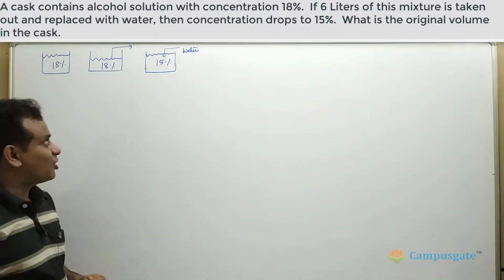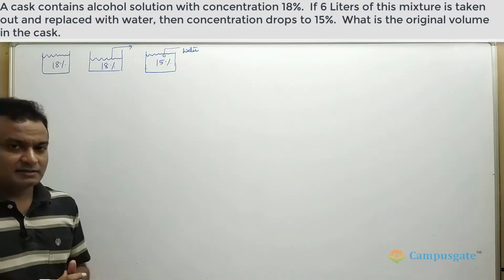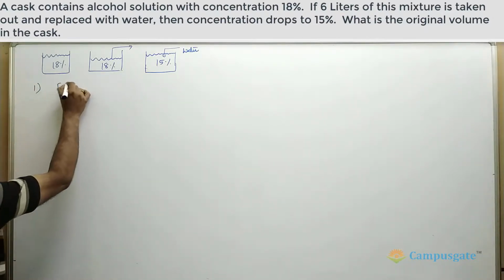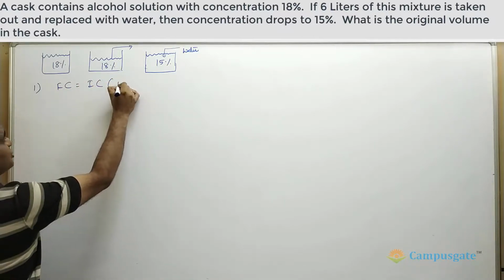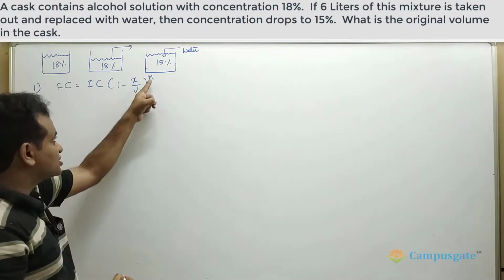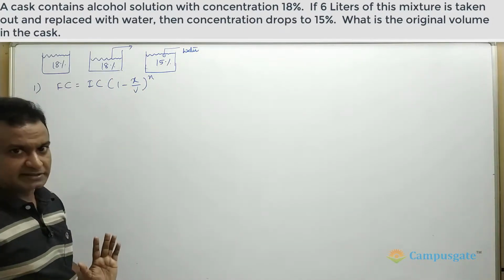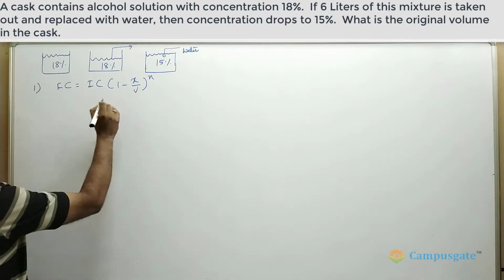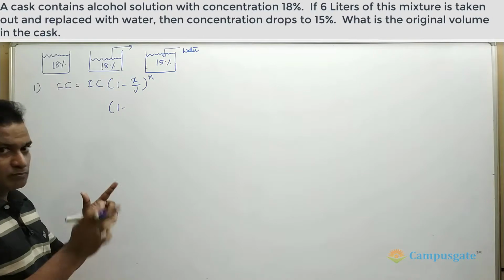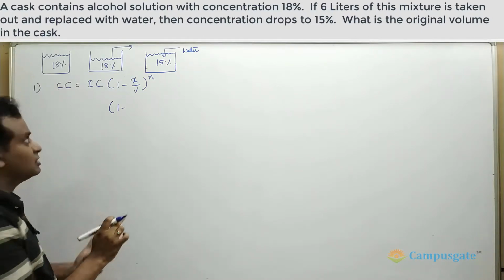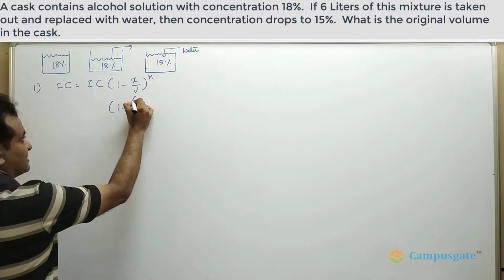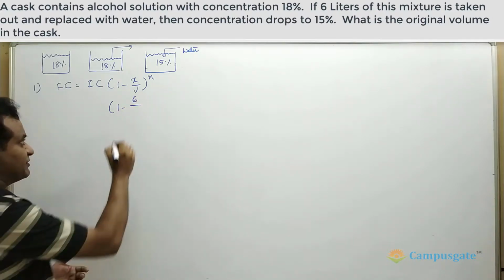Now let us apply the replacement formula here. The replacement formula says that final concentration equals initial concentration into (1 minus x by v) whole power n. Because here we have done that operation only one time, n equals 1. Now always start with x. What is x here? x is the pure component. Here we are adding water. How many liters of water was added? 6 liters. And what is the volume? That we need to find out.